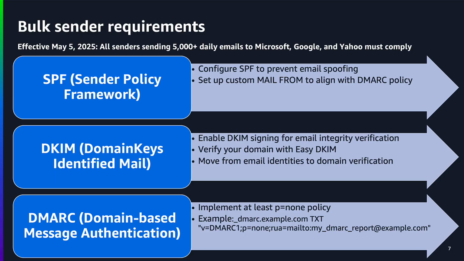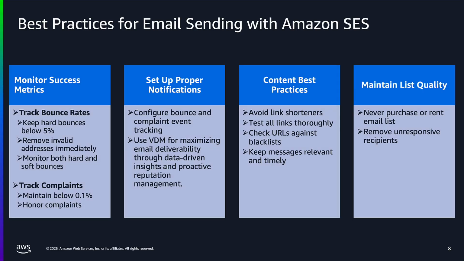First, let's talk about implementing strong authentication. To protect your email sending, you'll need to set up three critical security measures: SPF, DKIM, and DMARC. SPF, or Sender Policy Framework, tells email providers which servers can send emails from your domain. DKIM provides cryptographic signing to verify email authenticity, and DMARC ties these together with a clear policy. Remember, if you're using email identities alone for sending, you'll need to switch to domain identity to align with bulk sender requirements.